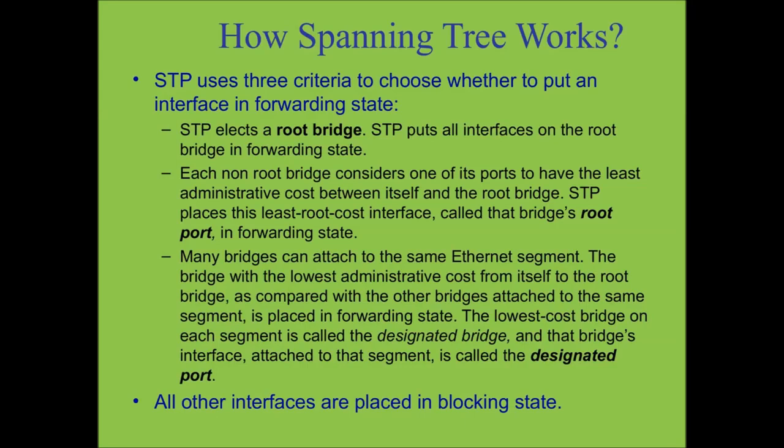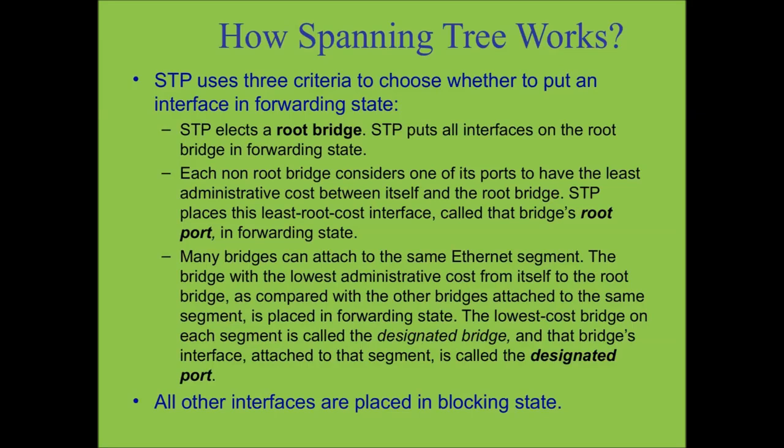So if one bridge is the root bridge, then the other 4 bridges will definitely be non-root bridges. All these non-root bridges have different costs from their link to the root bridge. So the one which has the low administrative cost will be chosen. Criteria number 3: many bridges can attach to the same Ethernet segment. Let's suppose in our scenario we have 5 bridges. The bridge with the lowest administrative cost from itself to the root bridge, compared with the other bridges attached to the same segment, is placed in forwarding state.